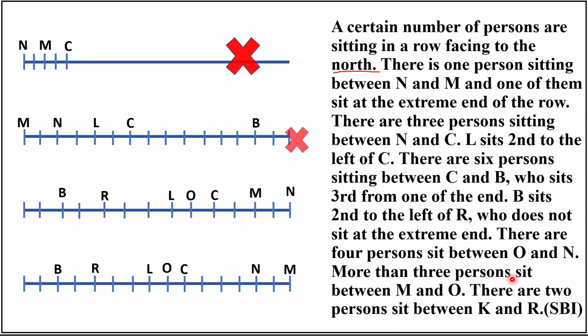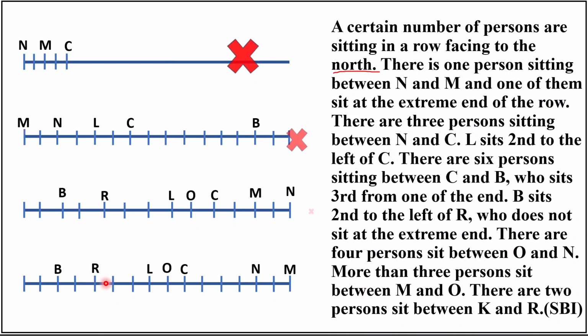More than 3 persons sit between M and O, which means between M and O there should be more than 3 people. Now in case number 3 you can see only 2 people are here, so this is also wrong. And in case number 4 you can see more than 3 people between M and O. Let's see the last line. There are 2 persons who sit between K and R. Since the first 3 cases are wrong, we'll consider only the fourth one.